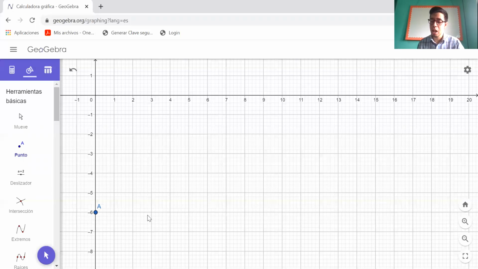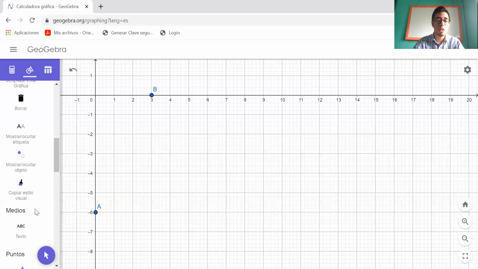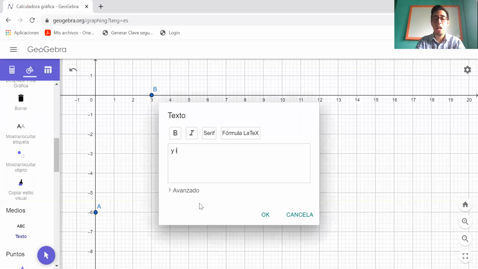And what is the other point I have? It is at 3 for x. I'm going to write the coordinates of these points. The first point we have is the y-intercept, right? This is the y-intercept. I'm going to explain why. The coordinates I have for the y-intercept are 0 for x and -6 for y.